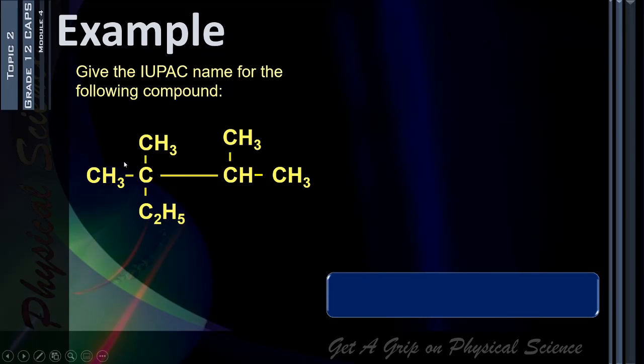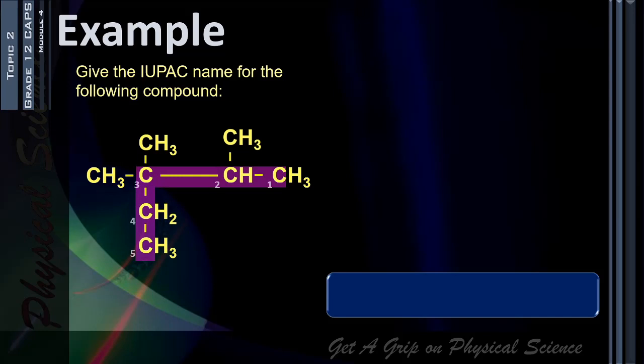Here is the catch. There are 2 carbons in C2H5, and they are both part of the longest carbon chain. So the longest carbon chain here is 5 carbons, and then the stem name is pent. There are only single bonds between the carbons, so this is an alkane.